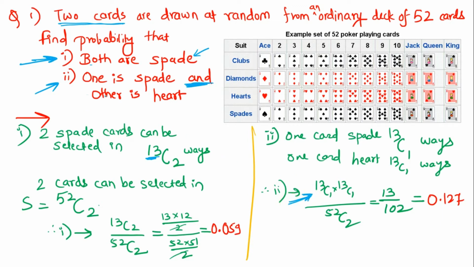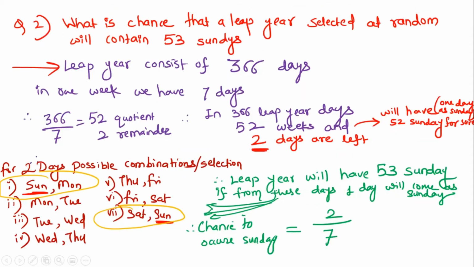So the probability for this will be the total possible selections for your favorable event divided by your sample space. If you solve this, we will get the answer, that is 0.12.